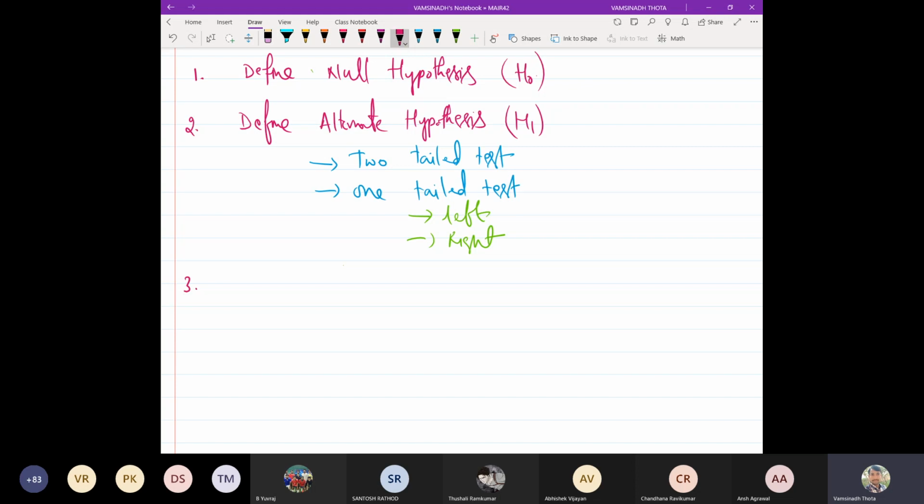And the third one, level of significance, that is alpha. Mostly it will be given to you. But with the help of the level of significance, you should obtain the critical values. Mostly they are given, but with the help of this level of significance, you should obtain the critical values.